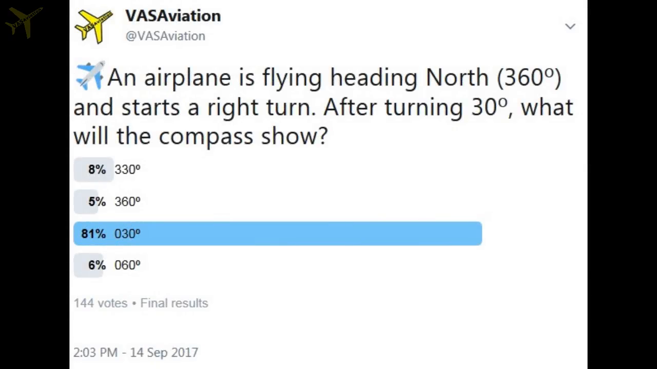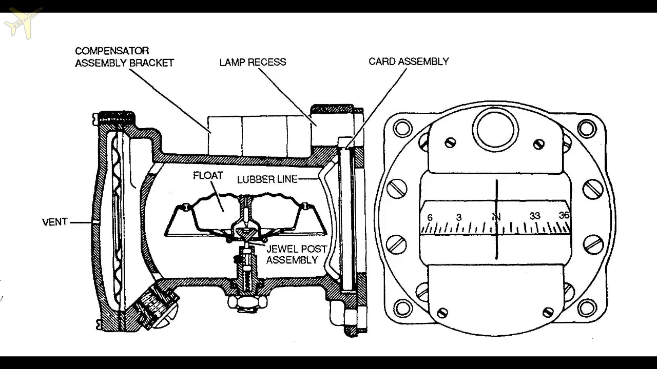Some days ago I posted a question on Twitter asking about the relation between the aircraft compass and a particular turn. The compass is an instrument based on magnetic forces and due to its building and structure doesn't always tell us the truth. In this lesson we'll learn how the compass works, the theory of these errors, and we'll try to visualize it using a flight simulator.